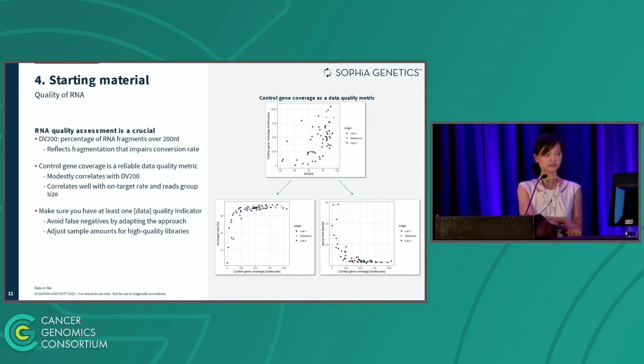Pre-run, we've also used DV200, which reflects the level of fragmentation that is in the sample that might impair conversion rate. And we've observed that control gene coverage moderately correlates well with DV200. The point here, though, is just make sure you have at least one quality indicator when you're running these types of assays so that you can meaningfully interpret the results. Another point is when you have a sense of quality, then you can adjust your quantity to still produce high quality libraries even if you have a poor FFPE sample.